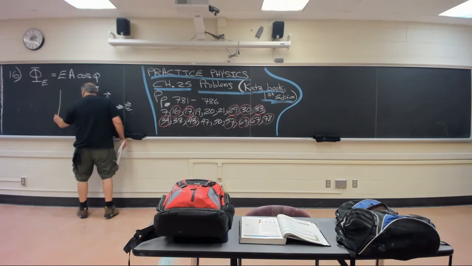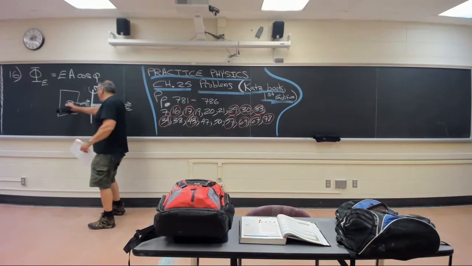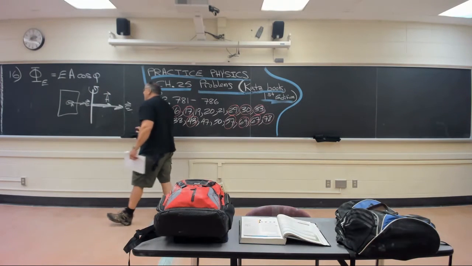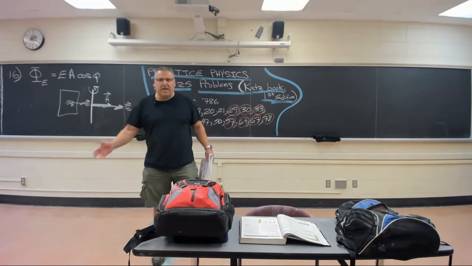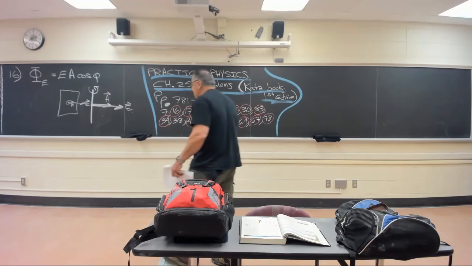If you had it perpendicular, the A vector comes out, and the E vector is going this way. That's a 90 degree angle. Cosine of phi is the cosine of 90 degrees. E times A times the cosine of 90 degrees is going to be 0.